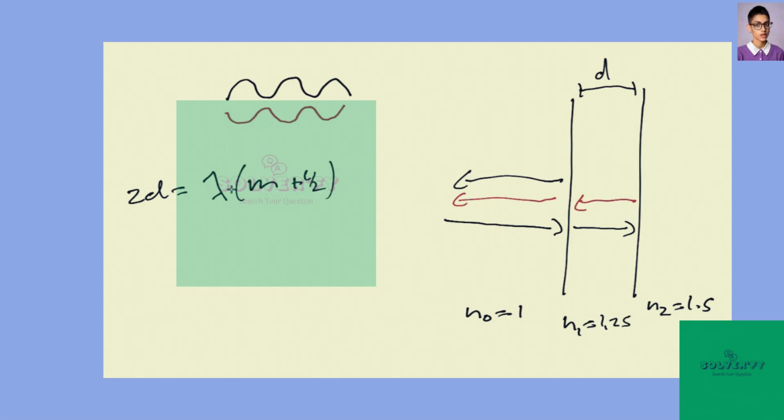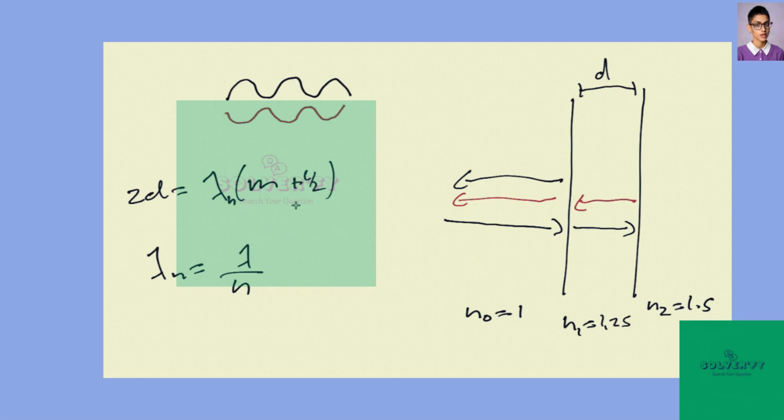Now we have to be careful here because it's not actually lambda, the wavelength, but it's lambda sub n, where lambda sub n is the wavelength in this material. So lambda sub n equals the vacuum wavelength divided by the index of refraction. And in our case, that's going to be N1.